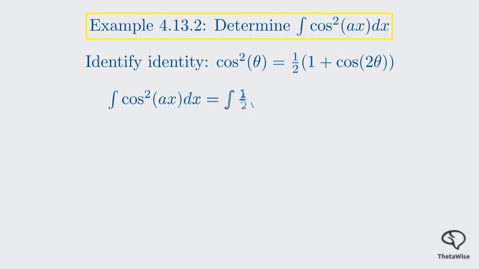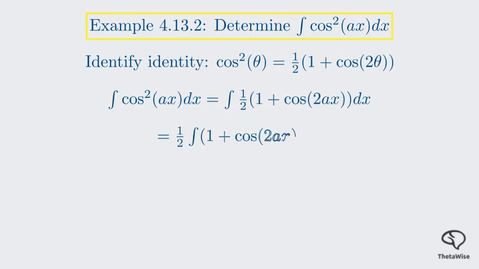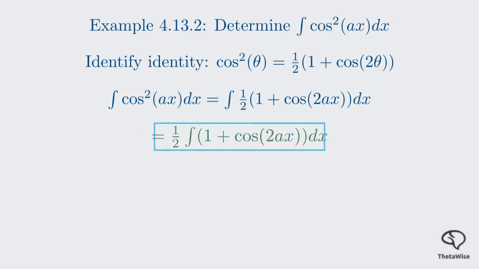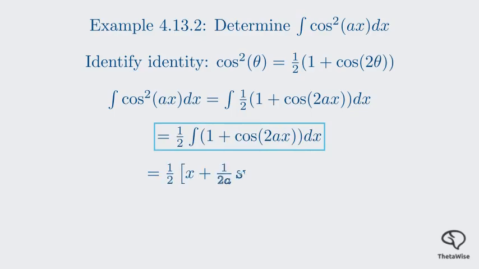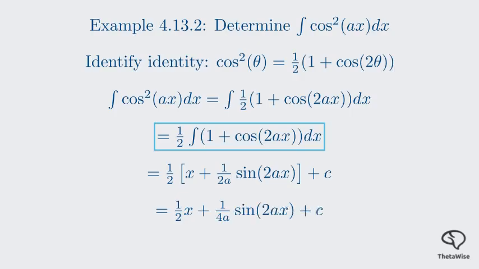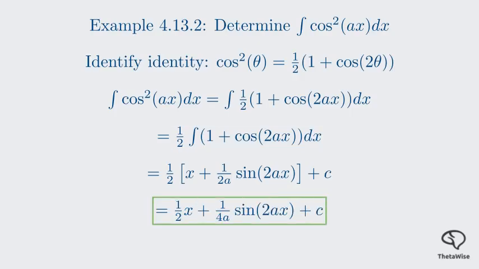Now we substitute this into our integral. We pull the 1/2 constant out, leaving us with 1/2 times the integral of 1 plus cosine 2ax with respect to x. We integrate term by term. The integral of 1 is x, and the integral of cosine 2ax is sine 2ax over 2a. So we have 1/2 times the quantity x plus sine 2ax over 2a plus c. Distributing the 1/2, our final answer is 1/2 x plus sine 2ax over 4a plus c, verified using memo.